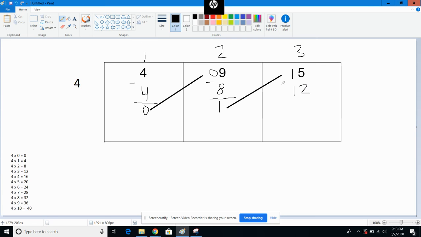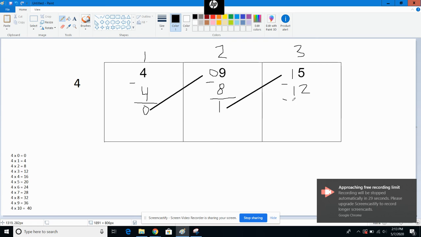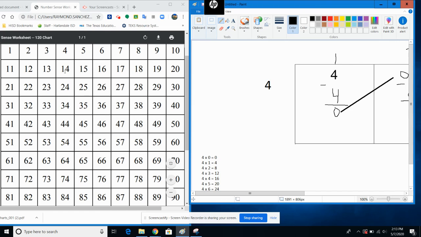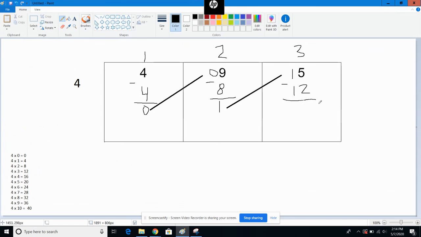What do I do next? That's right, find my difference. 15 take away 12: 1, 2, 3, 4, 5, 6, 7, 8, 9, 10, 11, 12, 3. I'm left with 3. Can I regroup? So this difference, our number right here, is going to be our remainder, 3. So our quotient was 123.